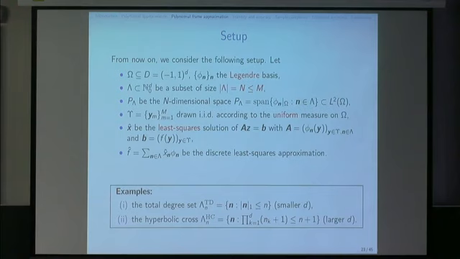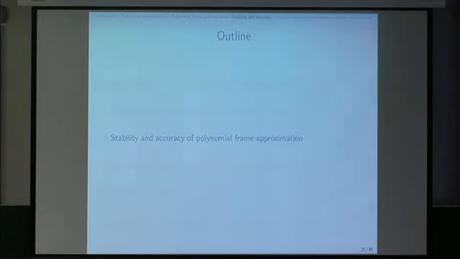Two index sets to keep in mind. I am going to talk about two index sets, the total degree index set and the hyperbolic cross index set. These are mainly so I can say things about the approximation rate in what follows. Okay, so first thing I want to talk about is stability and accuracy of this approximation.